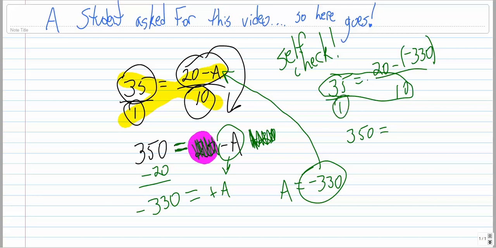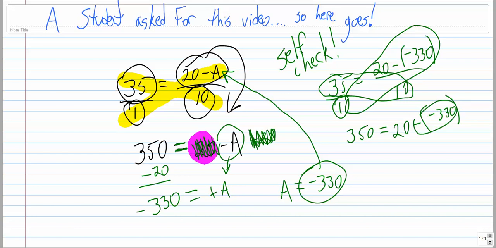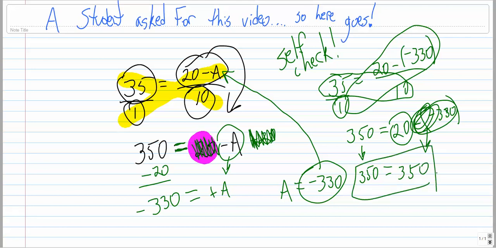And then 1 times anything is anything. So I've got 20 minus a negative 330. Well, what is minus a negative? Minus a negative is the same thing as positive, right? So I'm going to rewrite this. I'm going to bring this whole thing down. So I'm going to bring down my 350, and I've got 20 plus 330, that's 350. So I know I got the problem right.